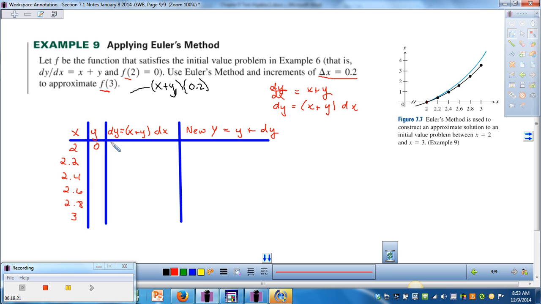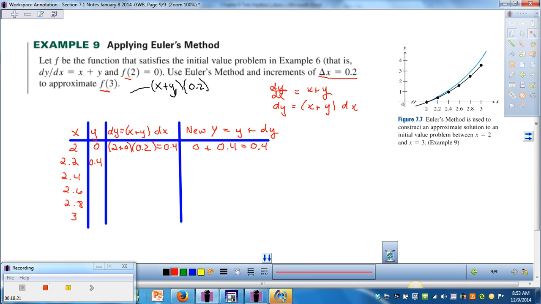All right, so let's do our first one. x plus y would be what plus what? 2 plus 0 times, what's the dx? 0.2. And what's our dy equal to? 0.4. So to get our new y, we take our current y, 0, and add our dy, 0.4. Then we write that one. That is our y value for 2.2.